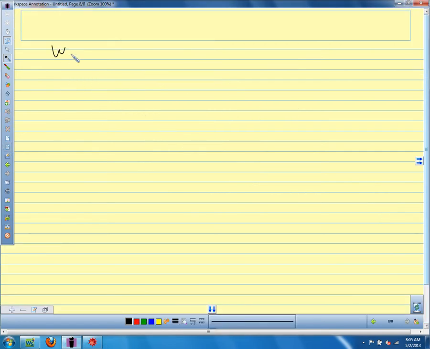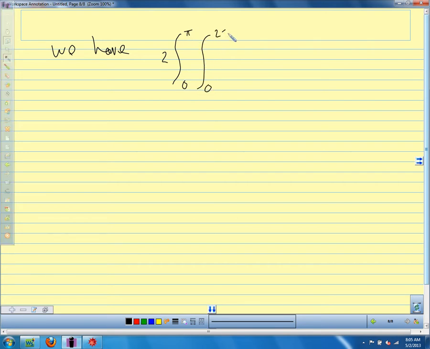So we have, and here's where the interesting part comes in. 2, integral from 0 to pi, integral from 0 to 2 cosine theta, r times r dr d theta. r dr. Too bad we don't have one more r. We have r dr r, right? So there's our integral.